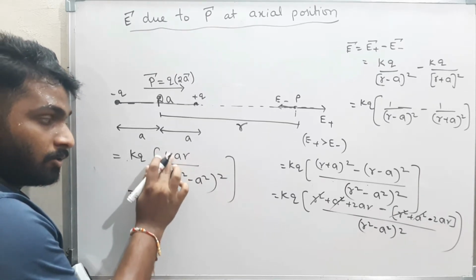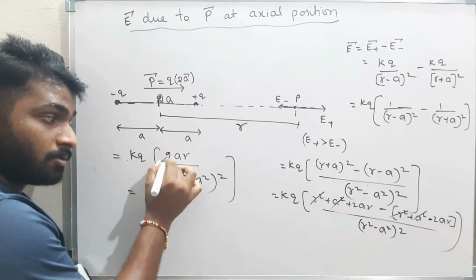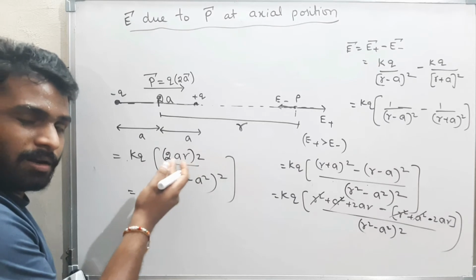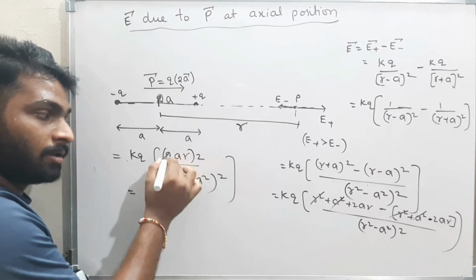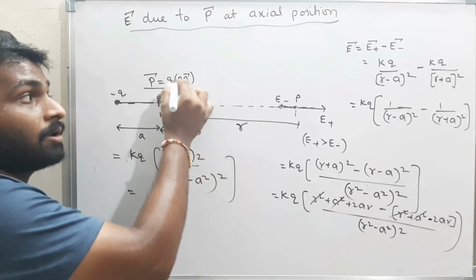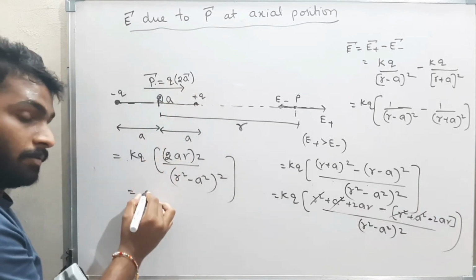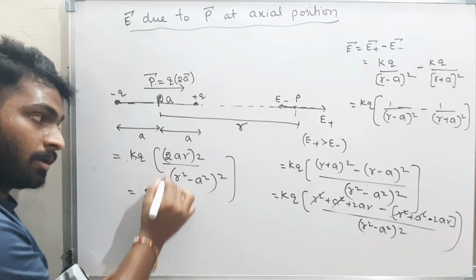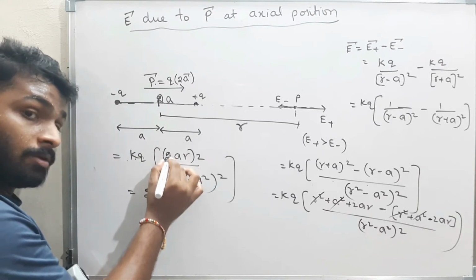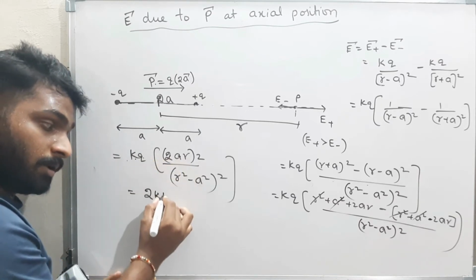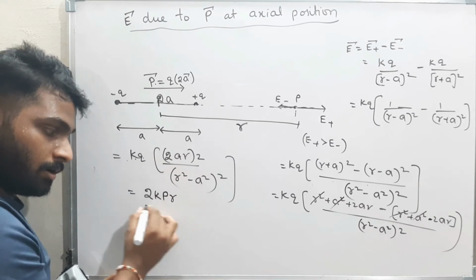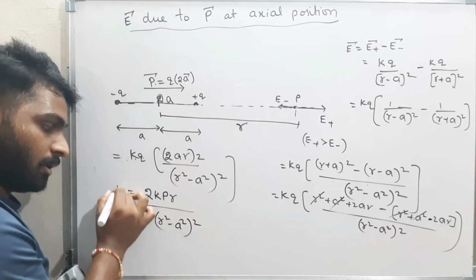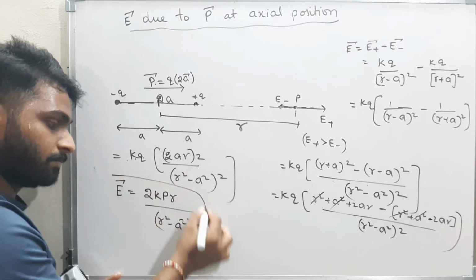See here, 4 I can write as 2 into 2. Can I write like this? Therefore, 2A into Q. What is 2A into Q? 2A into Q is nothing but P. Therefore, I can write 2K, in place of 2A into Q I write P, into R by R square minus A square whole square. That is the resultant electric field.